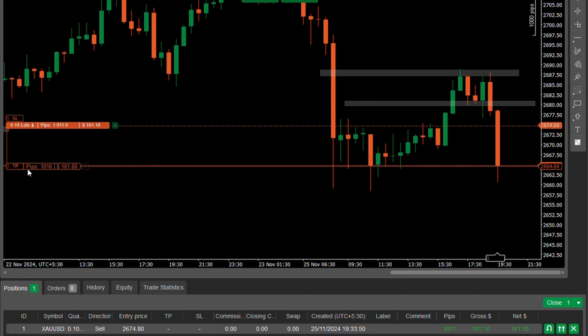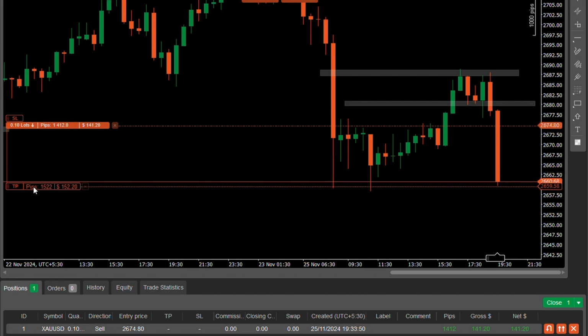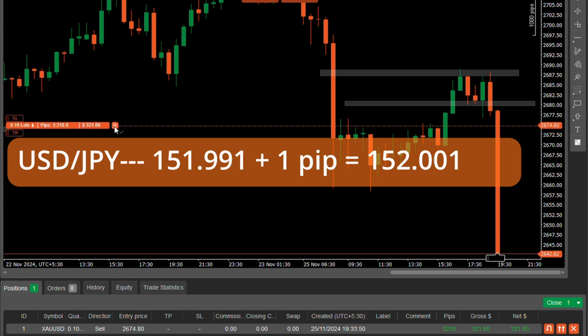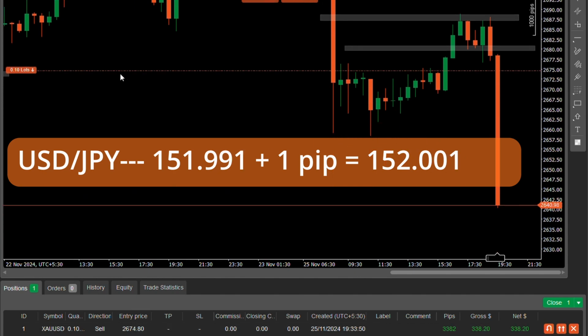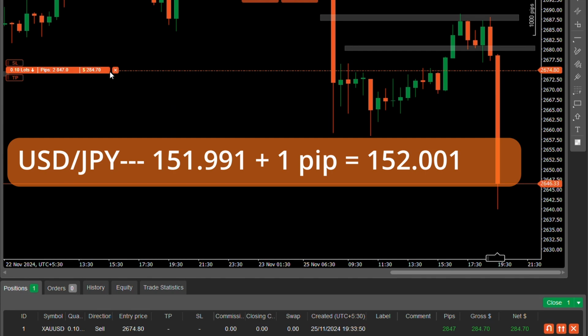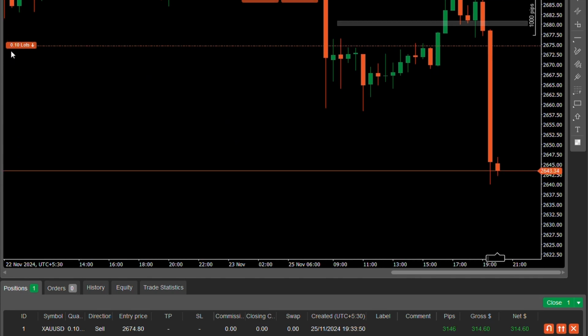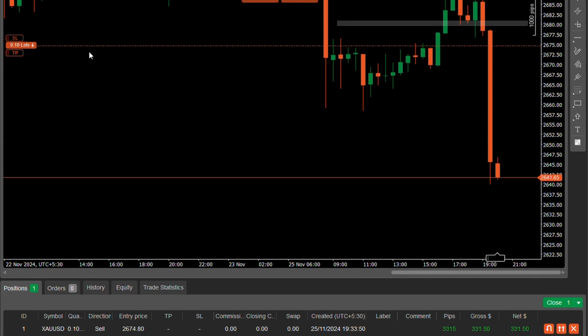However, some exceptions buck this trend, such as the yen-crossed pairs. The Japanese yen is often quoted to 2 decimal places. So a 1 pip gain would be 151.991 rising to 152.001. There's also a pipette, which is a fractional pip that is 1/10 of a pip and is represented by the 5th decimal place.